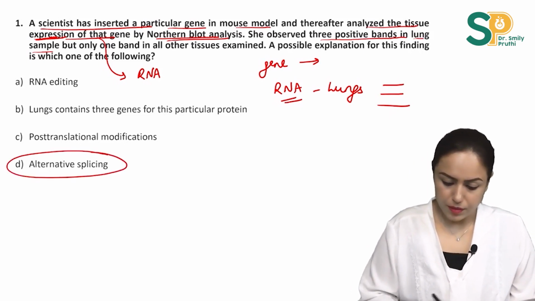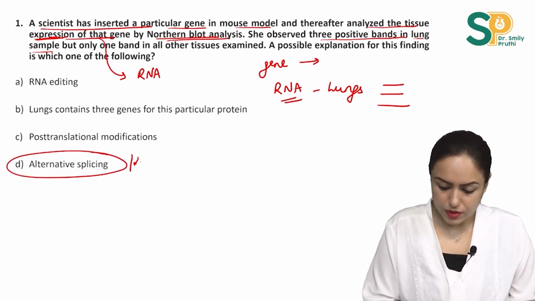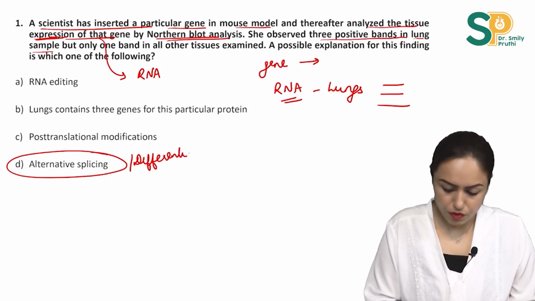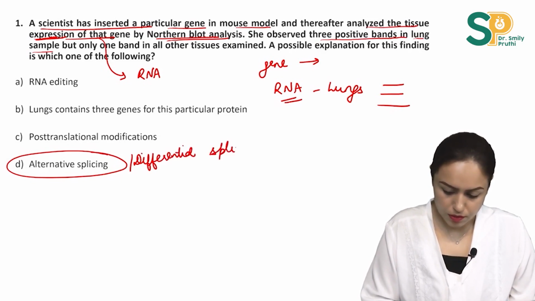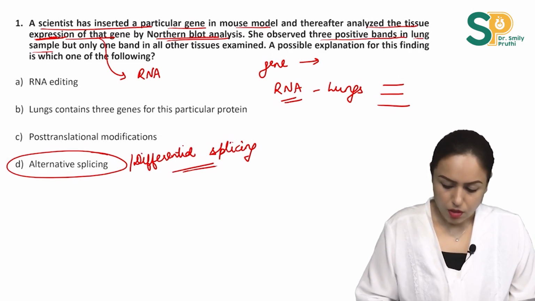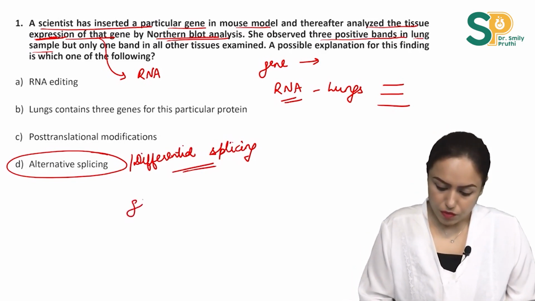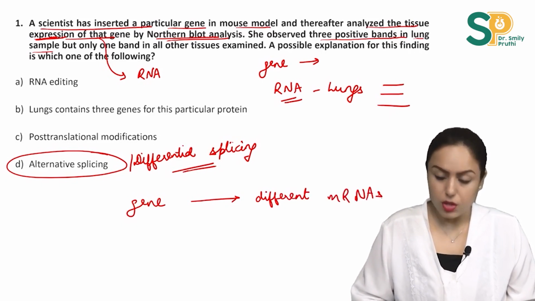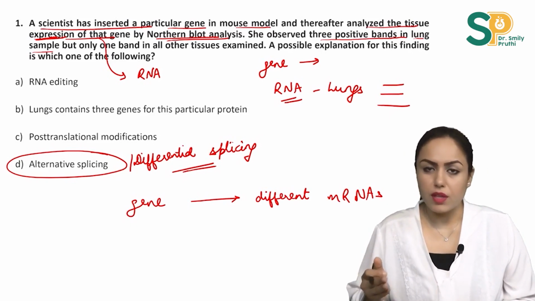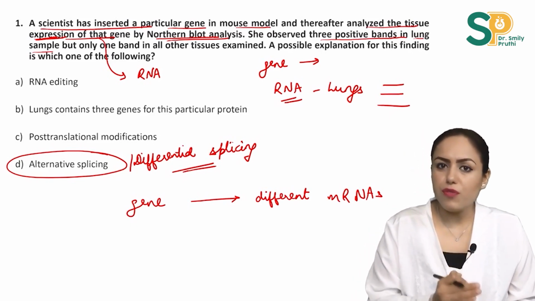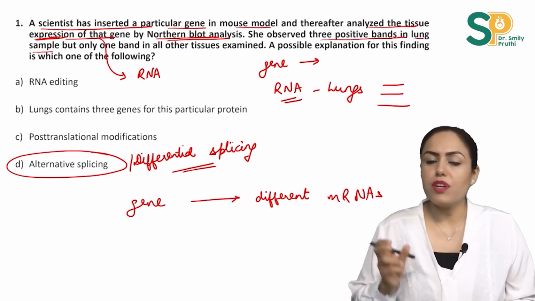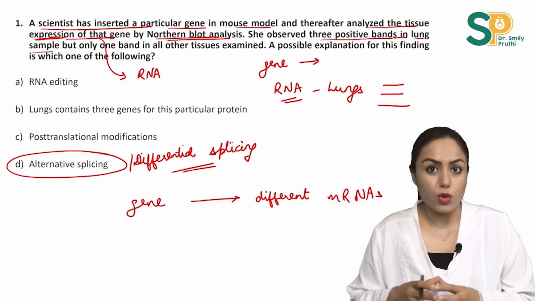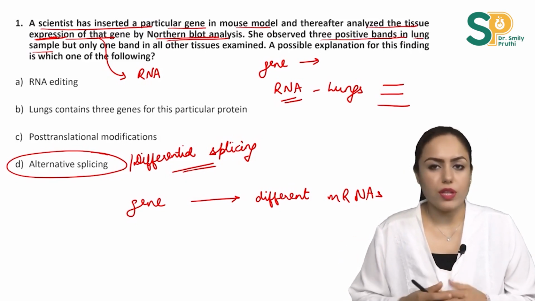Alternative splicing, also called differential splicing. What happens here is that from a single gene, different mRNAs can be obtained due to alternative splicing by use of different splice sites. Different exons are joined together and we obtain different proteins. So let's see the detail.